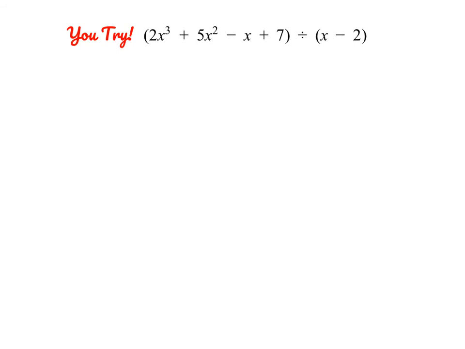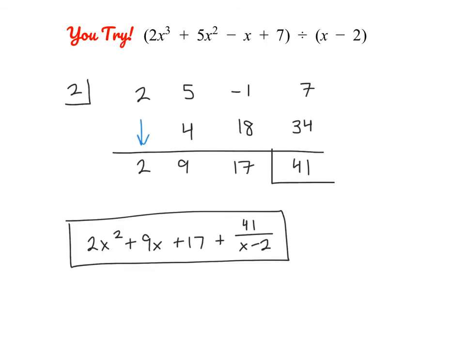Alright, so this time I'm going to ask you to pause the video and give one a try on your own. And we can check your answers in just a few moments. Alright, so go ahead and check. So here you have your coefficients. Just remember, this box number is always the opposite of what you see in your factor. And then here's your answer. You should have that remainder of 41 over x minus 2.